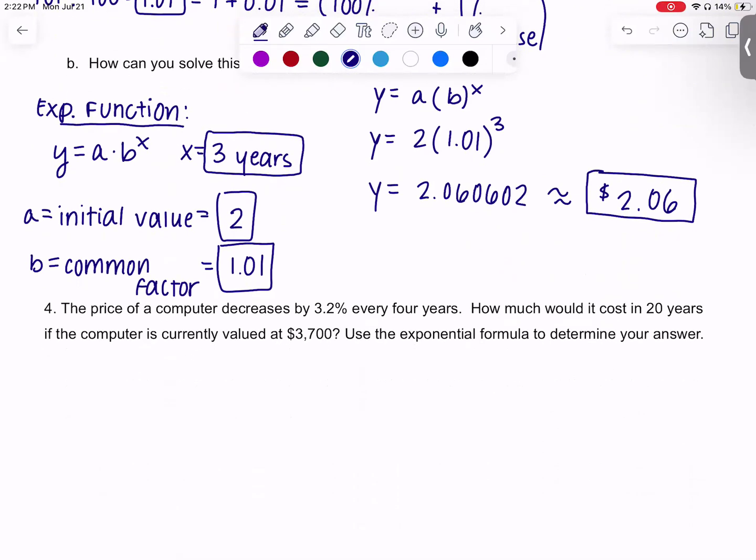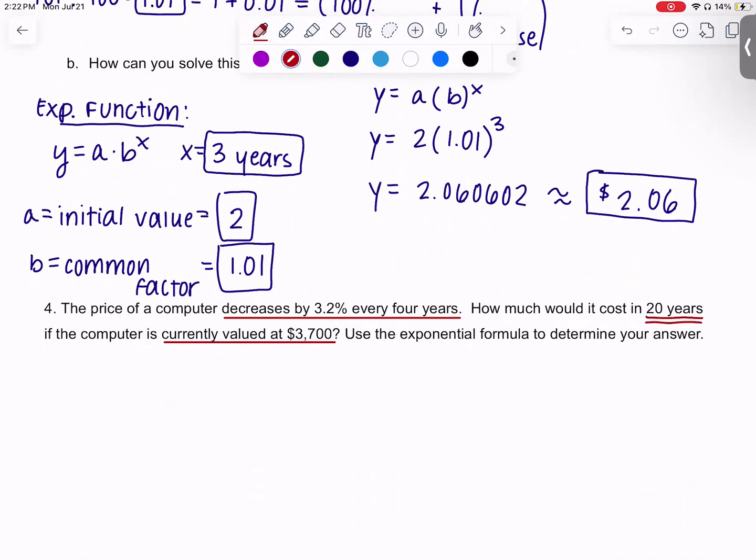The price of a computer decreases by 3.2% every 4 years. I'm going to do it in a different color. Decreases by 3.2% every 4 years. So instead of every year, every 4 years. How much would it cost in 20 years, underline it, if the computer is currently valued at $3,700? Use the exponential formula to determine your answer.